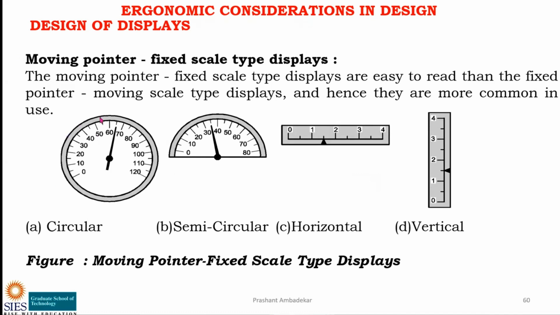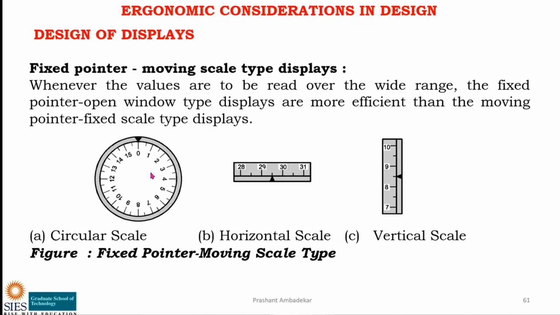So this is the circular, this is semicircular, this is horizontal, this is vertical, depending on what you are using. This is showing the moving pointer fixed scale display. The scale remains fixed, the pointer moves. Okay, the scale remains fixed. So we must have seen this at a number of places.